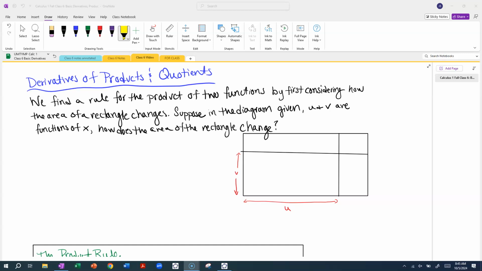As we continue to explore derivatives, the next thing that you're probably wondering about is, well, we know how to find the derivative of a function when we have a sum or difference, right? What about product and quotient? And so that's kind of where we're going next. We'll do product rule in this video and then quotient rule next.